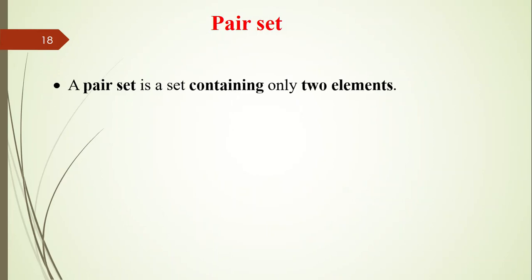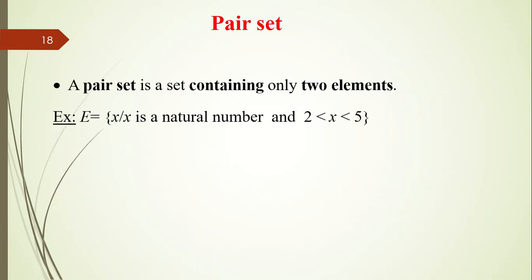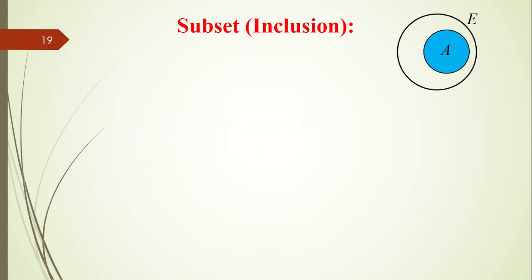Pair set. A pair set is a set containing only 2 elements. Example, x knowing that x is a natural number and x is between 2 and 5. The numbers between 2 and 5 are 3 and 4. So here, since we have 2 elements only, E is a pair set.